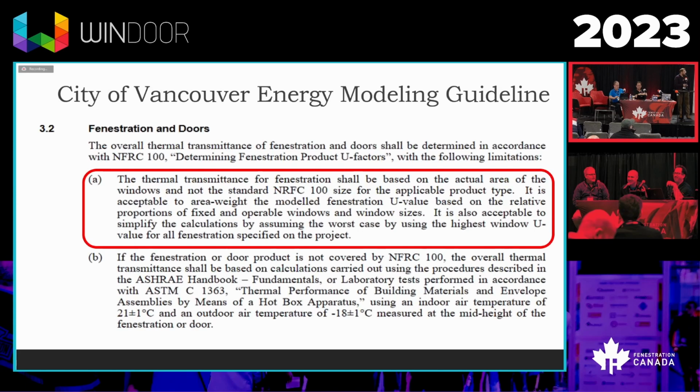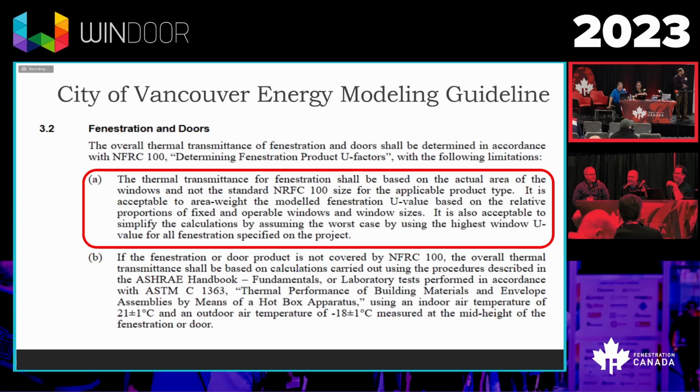So this is all that is included in that quote unquote dictating document, the City of Vancouver Energy Modeling Guideline. This is just copy and pasted, Jeff, if I'm correct, from NFRC, the bottom section here, the thermal performance apparatus. But this is what really caused a lot of grief. It says the thermal transmittance for fenestration shall be based on the actual area of the windows and not the standard NFRC 100 size for the applicable product type. And it had more talking about area weight and model fenestration U values.